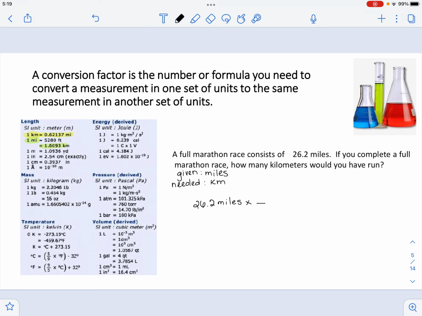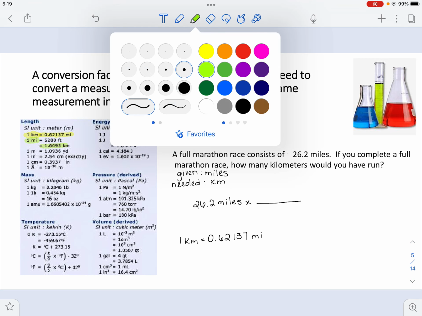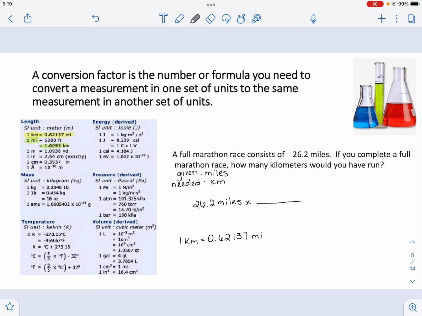Then, my conversion factor, I'm going to write as a fraction. And again, you can use any of the two. Let's say that I'm going to utilize 1 kilometer equals 0.62137 miles. So, in dimensional analysis, this conversion factor I can actually turn into a fraction.